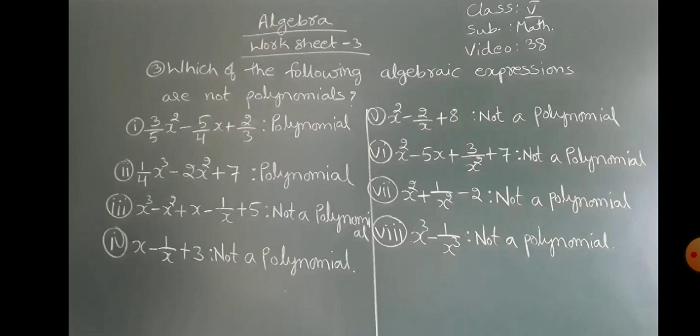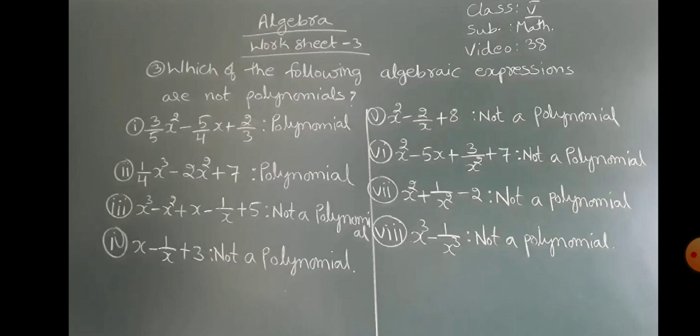Here it is. He is asking simply which of the following algebraic expressions are not polynomials. Which of them are not polynomials? So first of all, we have to know what is meant by a polynomial. A polynomial is a special type of algebraic expression in which powers of the variables should be whole numbers.